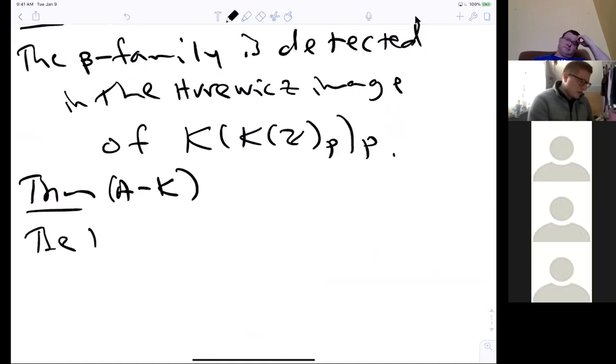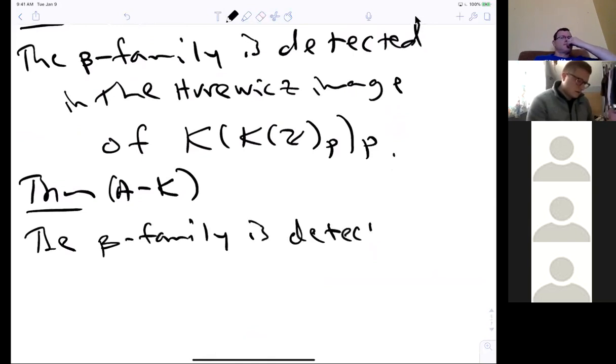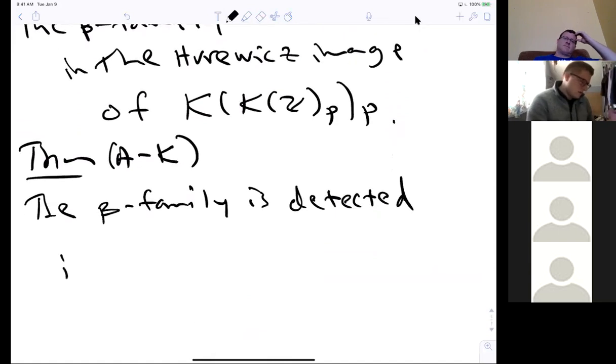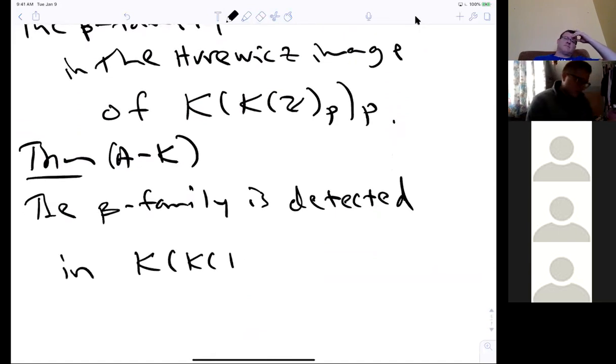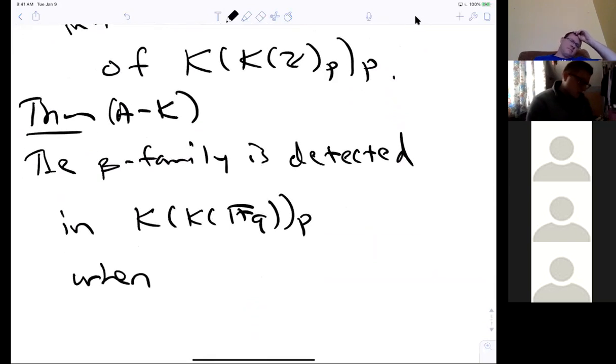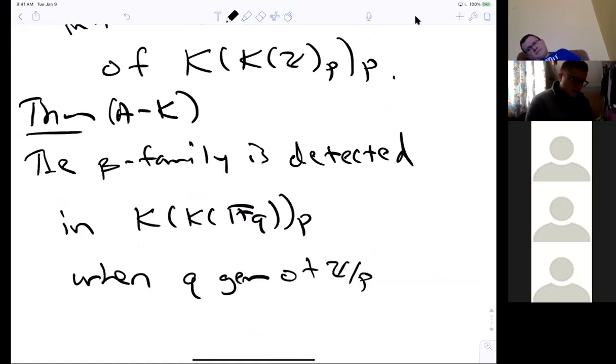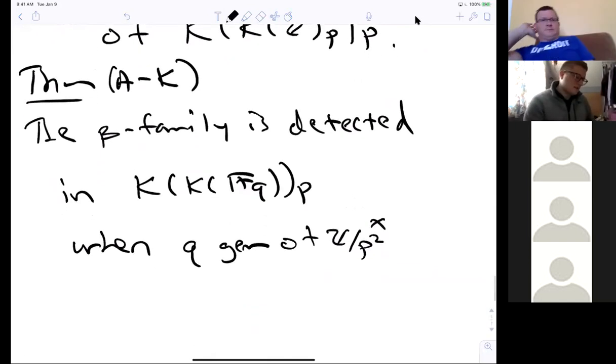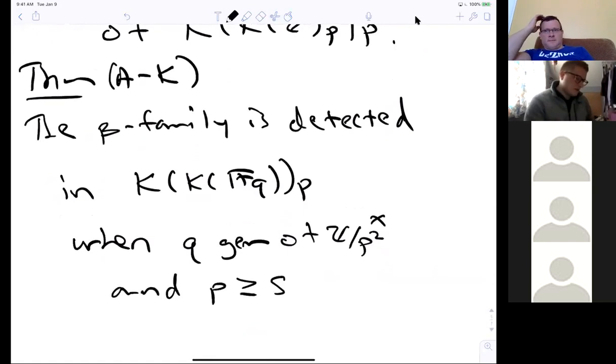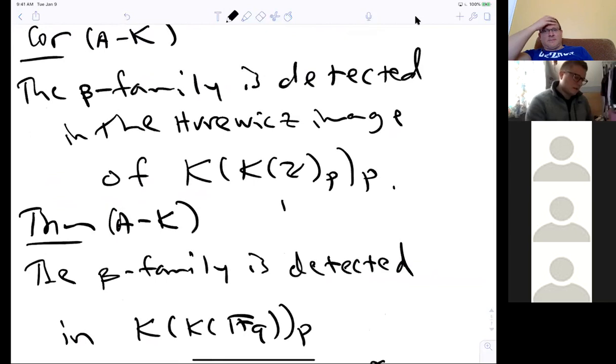So the beta family is detected in K of F_q when q is a generator of (Z/p^2)^×. That implies that it's a topological generator of the p-adic units. And also we're going to assume that p is greater than or equal to 5. Actually, here we also assumed p is greater than or equal to 5.